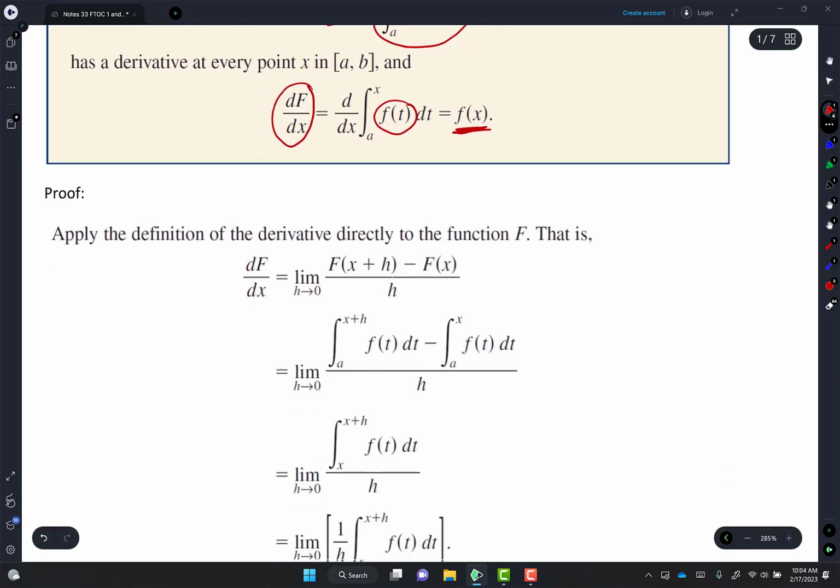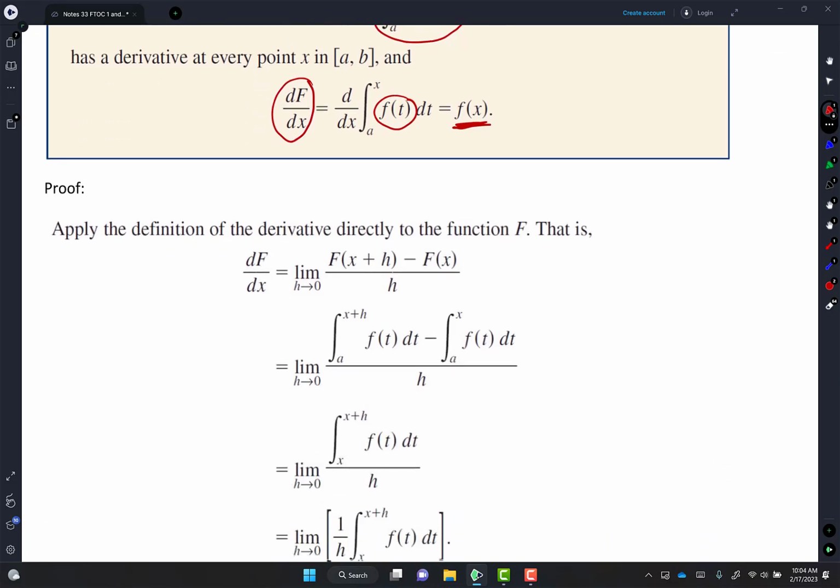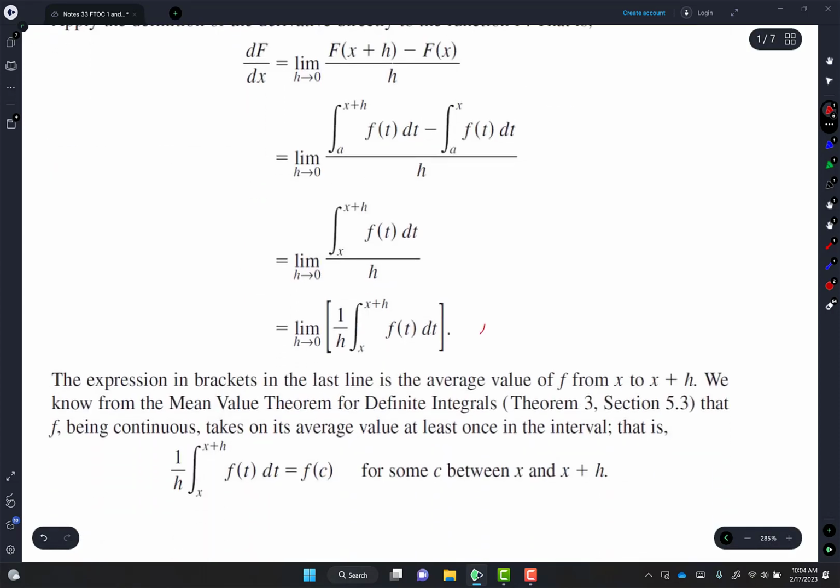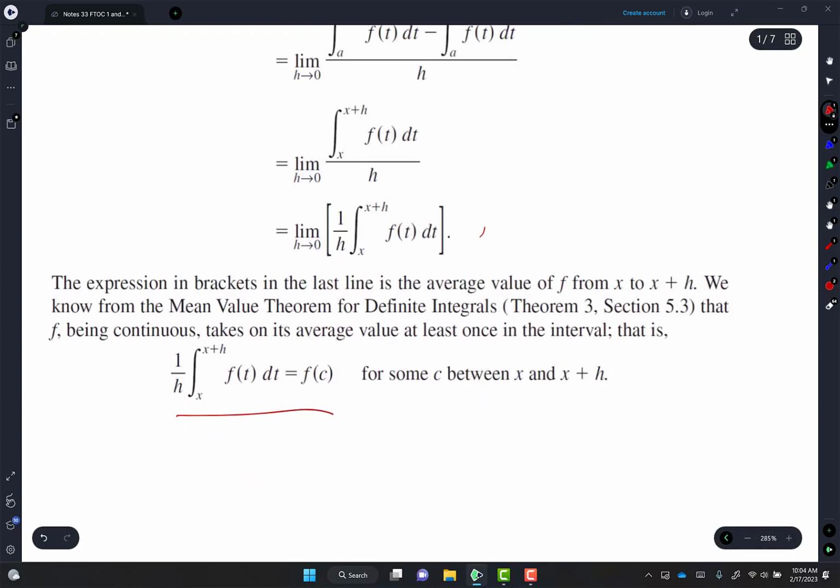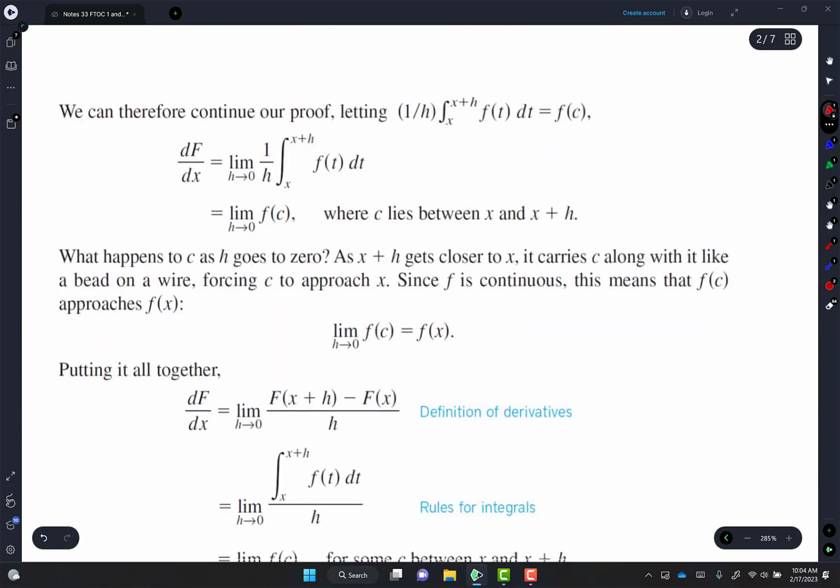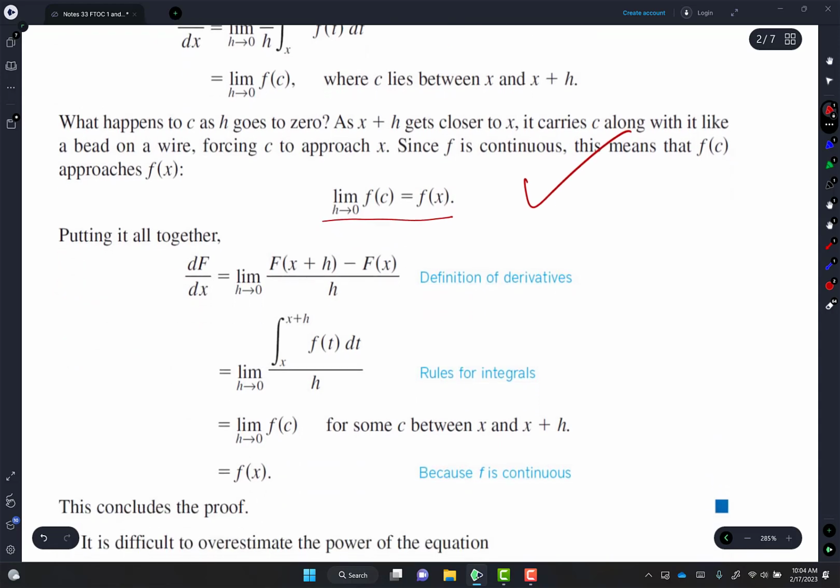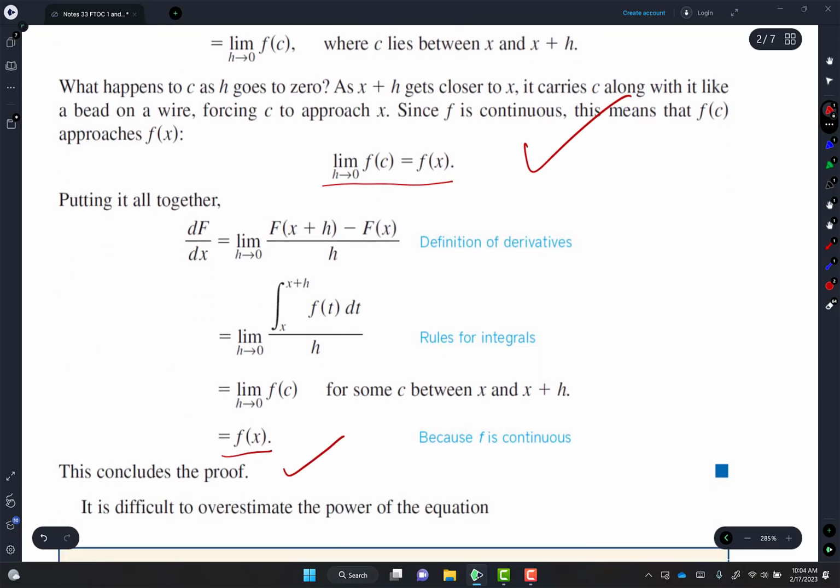And then this is the proof of that. Apply the difference directly to the function, blah, blah, blah. And you're supposed to look at that and be like, oh, okay, I get it. And then it continues to the next page, and they're like, oh, okay, that's the moment of genius. Yes, I can see. And then there's the proof, and that's it. It concludes the proof. Do you guys get that proof?